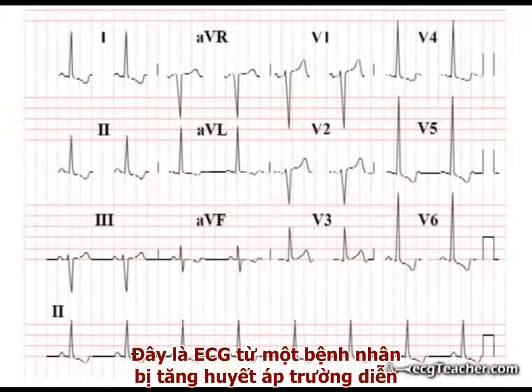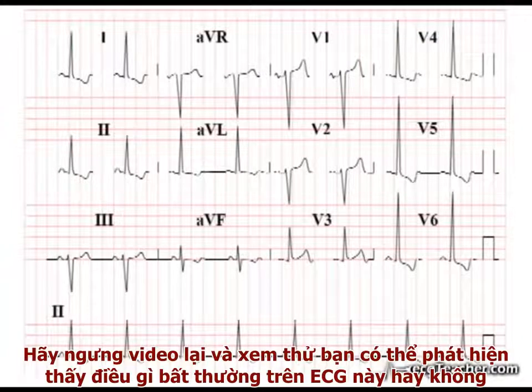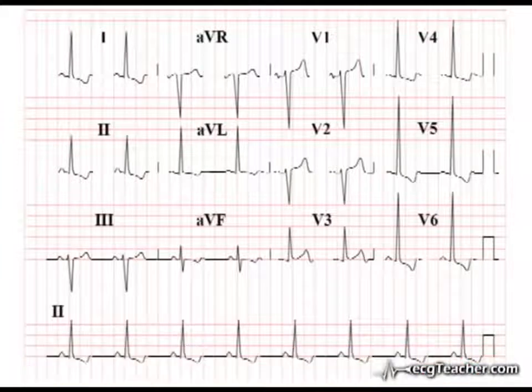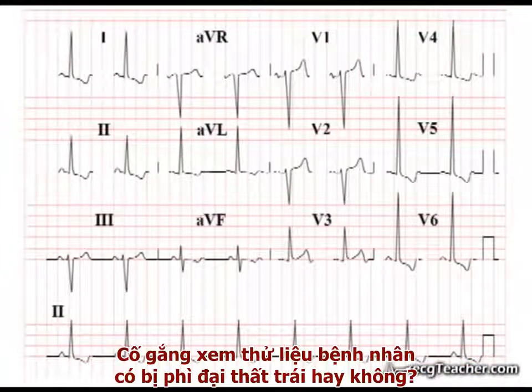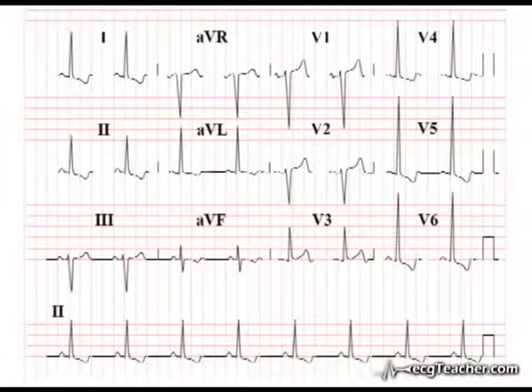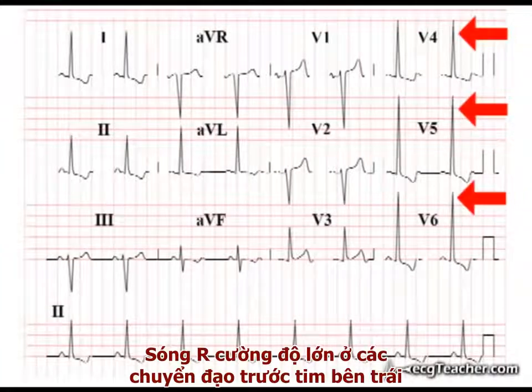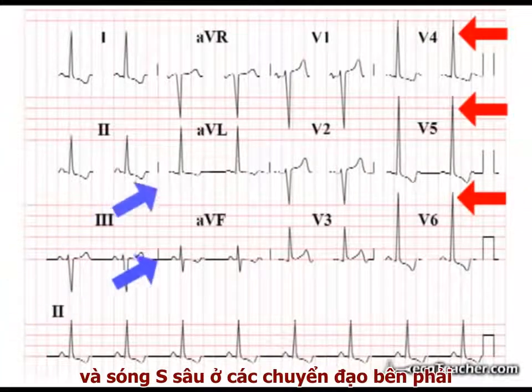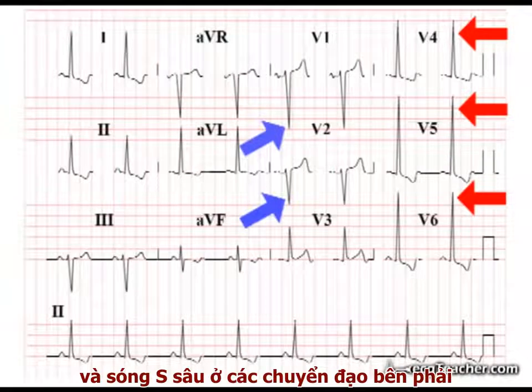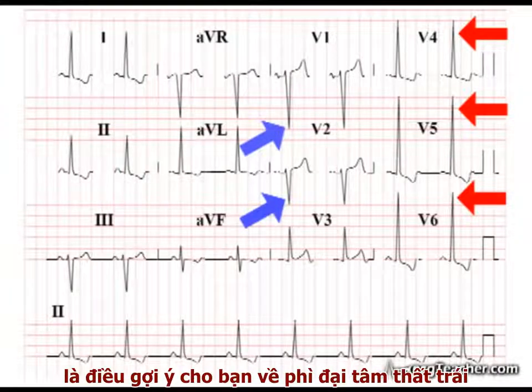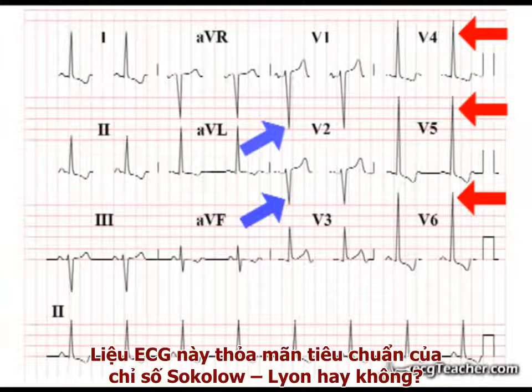This is an ECG from a patient with long-standing hypertension. Why not stop the video at this point and see if you can work out the abnormalities present. Try to determine if the patient has LVH and list any other abnormalities or points of interest you identify. The high amplitude R waves in the left-sided chest leads and deep S waves in those on the right are particularly striking and suggestive of LVH. But does the ECG satisfy the Sokolow-Lyon criterion?